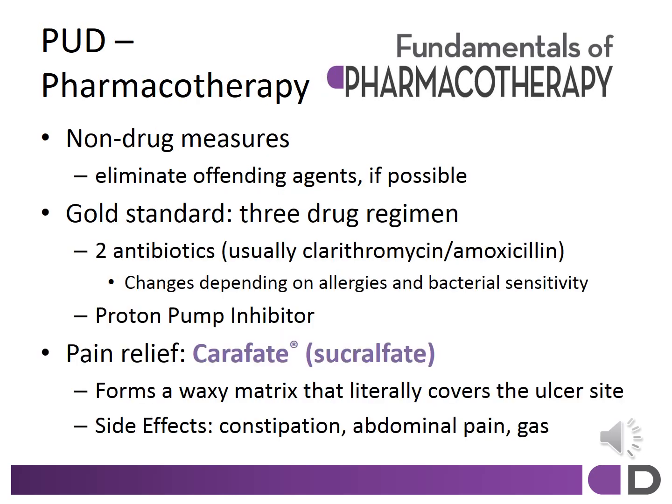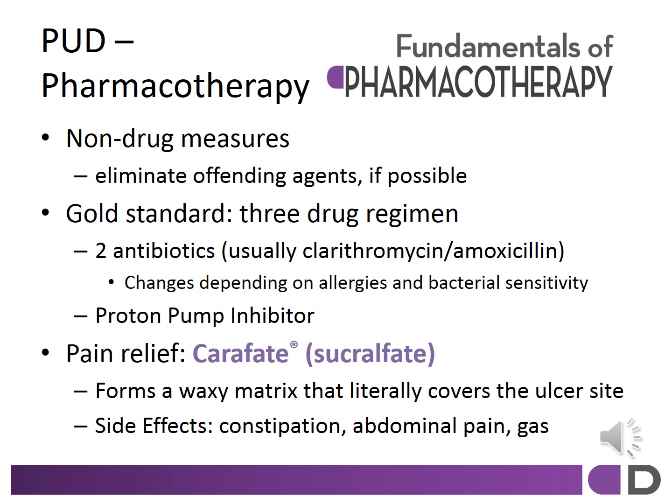So again, with PUD, the first thing you want to do is look at lifestyle factors or triggers that you can eliminate. This includes things like smoking and certain medications such as NSAIDs or bisphosphonates, which are an osteoporosis medication. If you can, you want to remove anything that's causing the ulcer or making it worse.